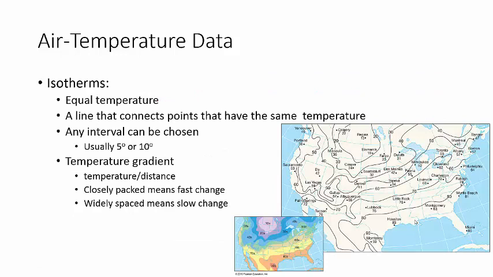Okay, isotherms. Isotherms, they're basically lines on a map. That's what an isotherm is. But it's a line on a map that represents temperature. Okay? So scientifically, you look at this.